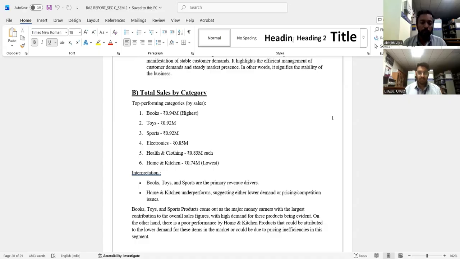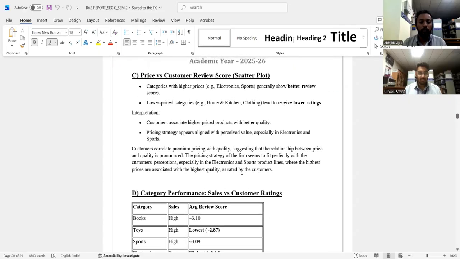Now, the third is price and customer review score. Here we plotted a scatter chart comparing average product price and average customer review score.